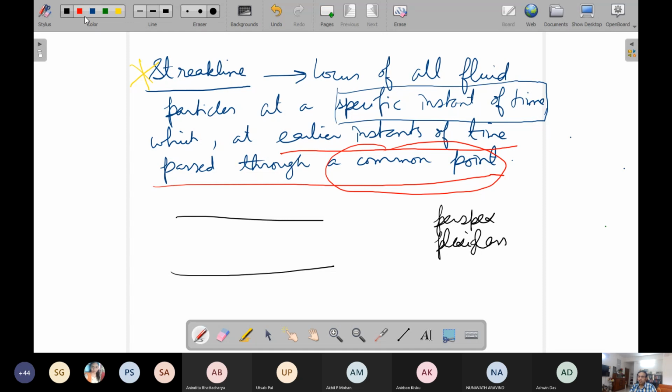Now, to visualize the flow, we have to color the flow because our eye can distinguish a color. Otherwise, how the water is flowing is very difficult to see.